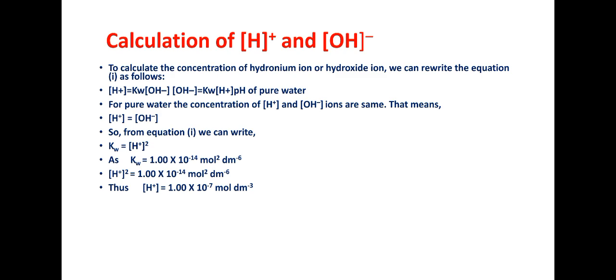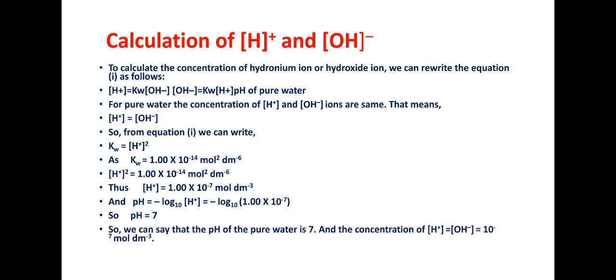So the hydrogen ion concentration would be 1 into 10 raised to minus 7 moles per decimeter cube, where pH would be minus log of 1 into 10 raised to minus 7. So the pH would be 7. This is the neutral pH. So we can say that the pH of pure water is 7, because the concentrations of hydrogen ion and OH ion are equal.